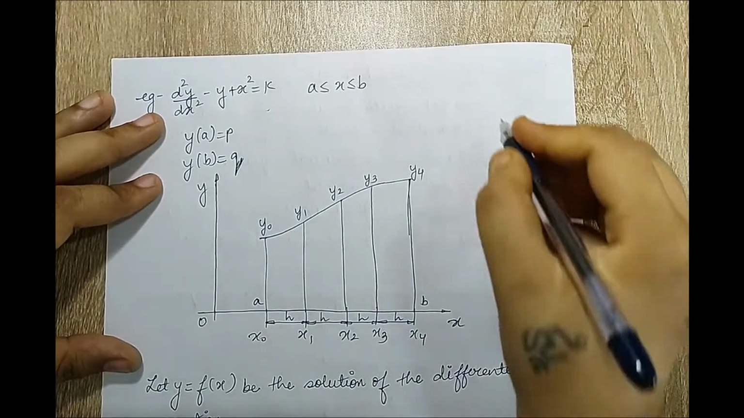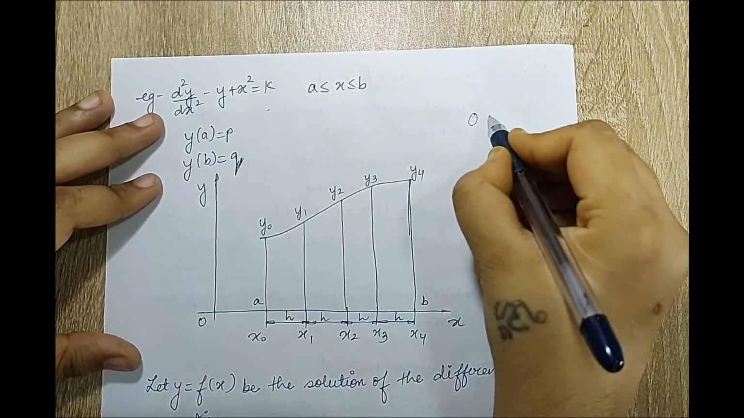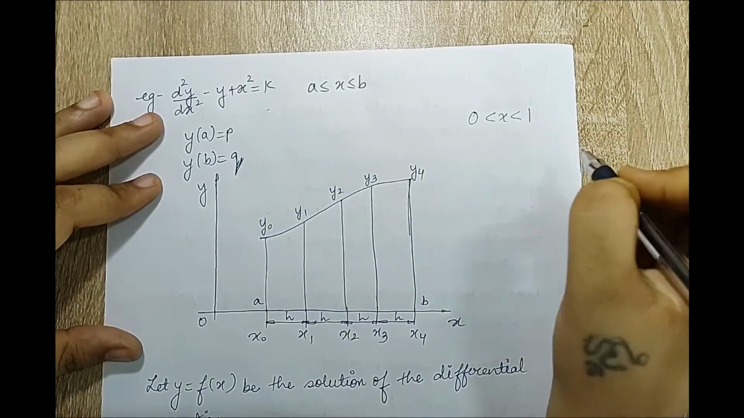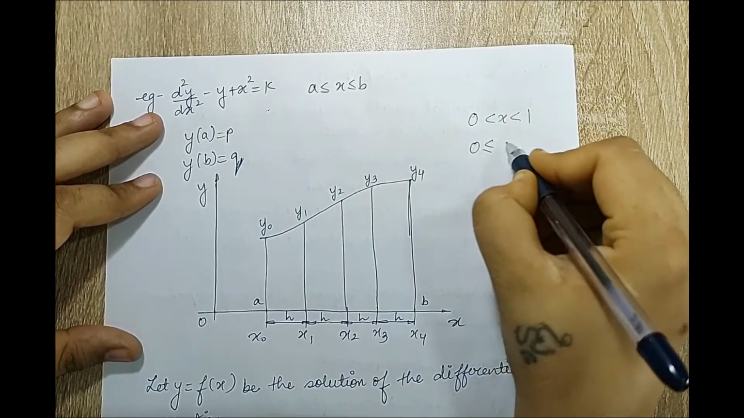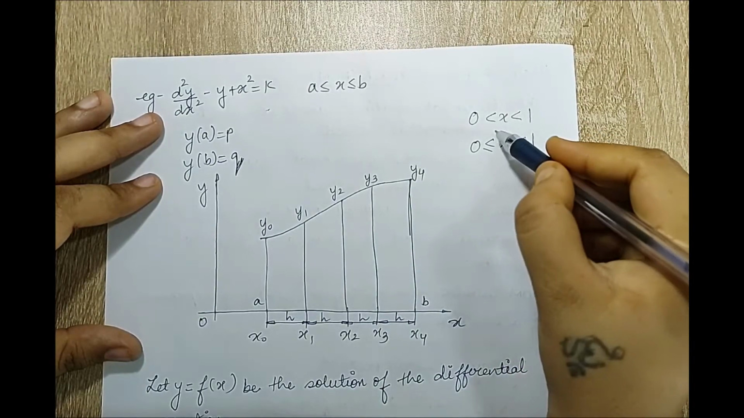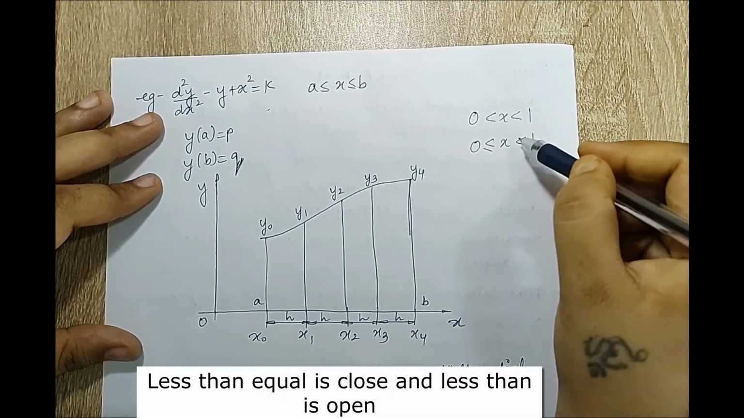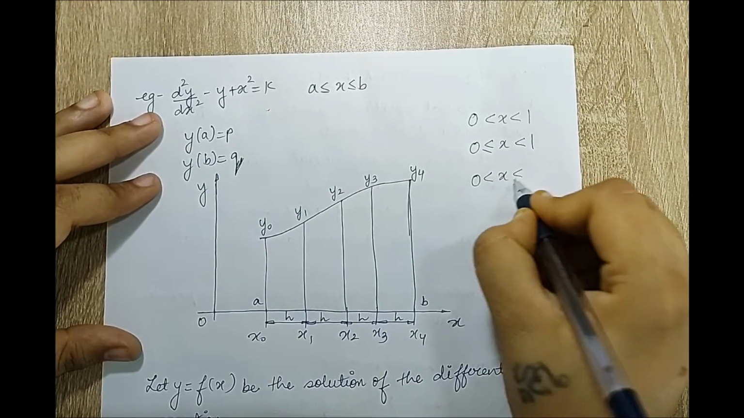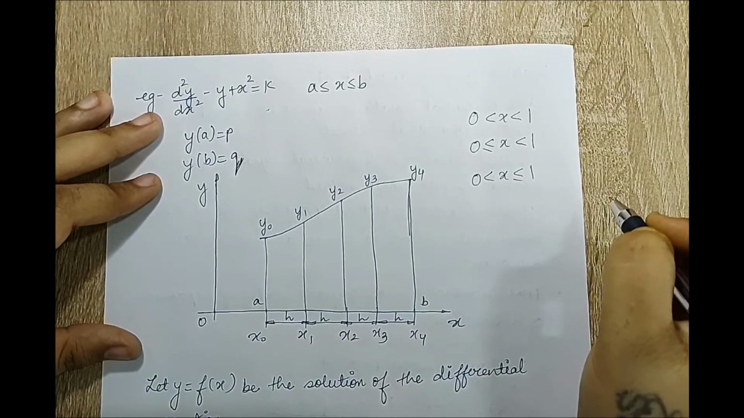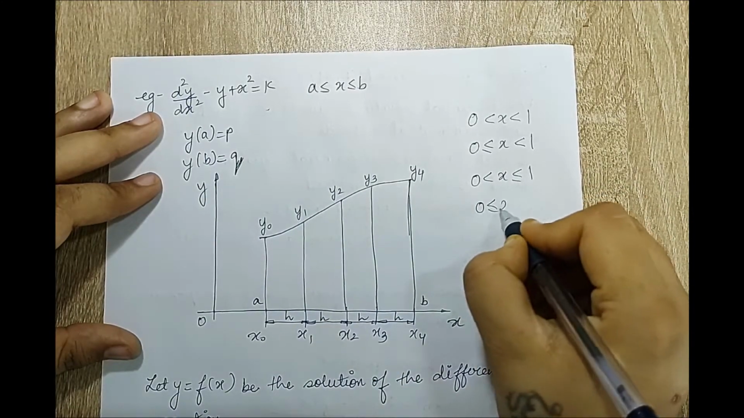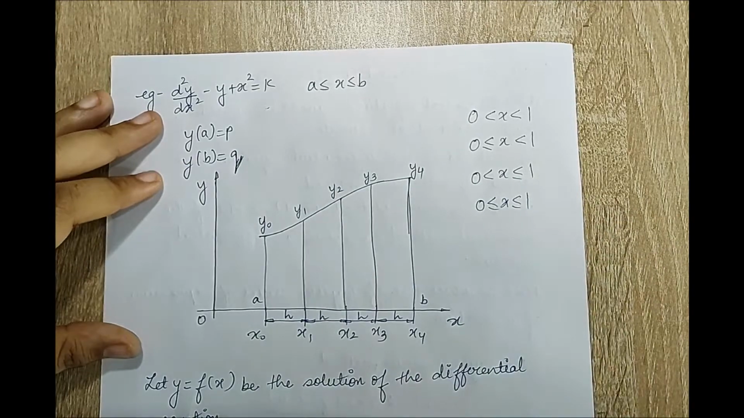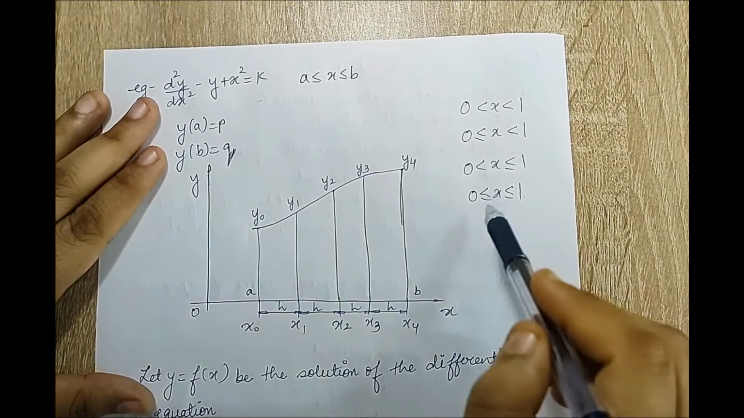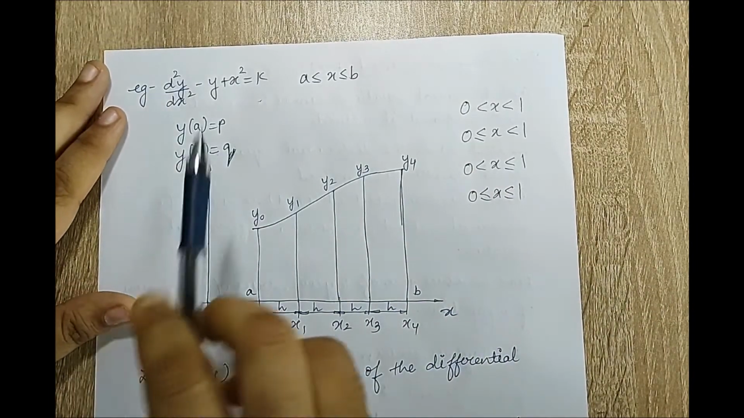I hope you are aware of the interval types. One is, say, 0 less than x less than 1. This is an open interval at both the ends. If you have 0 less than or equal to x less than 1, this is closed at one end, open at the other end. Again, you have 0 less than x less than or equal to 1, which is your semi-open interval, and you can have a closed interval like this, which is 0 less than or equal to x less than or equal to 1. So these are the four types of intervals that are possible.